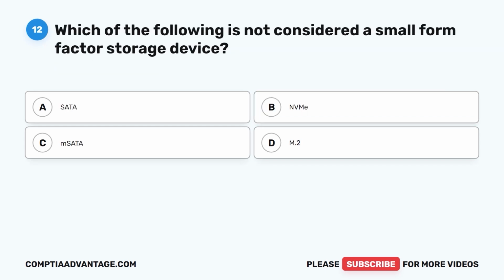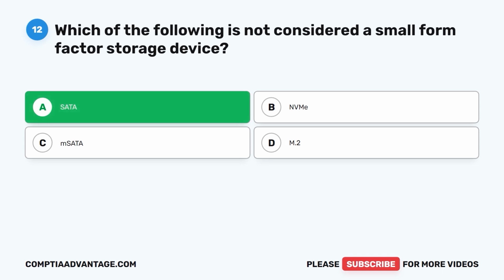Question 12. Which of the following is not considered a small form factor storage device? A. SATA, B. NVMe, C. mSATA, D. M.2. The correct answer is A.